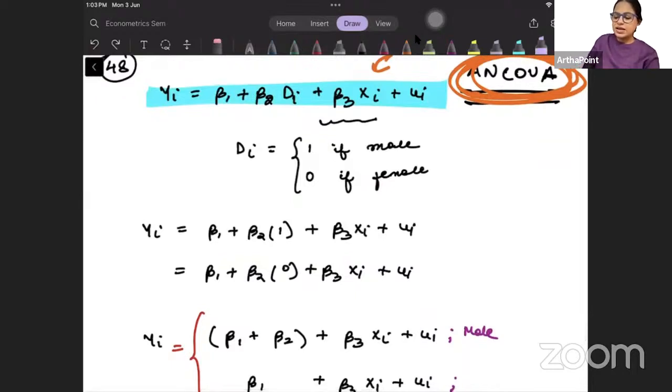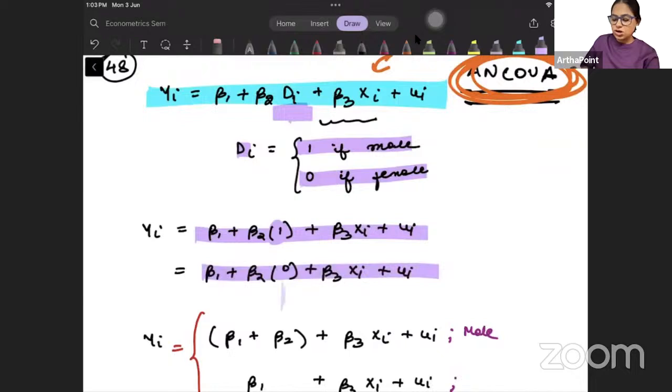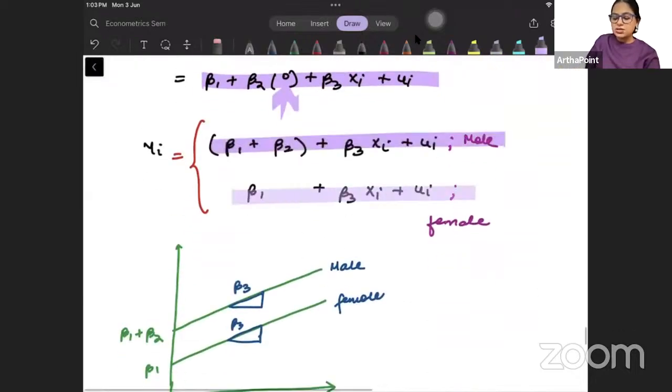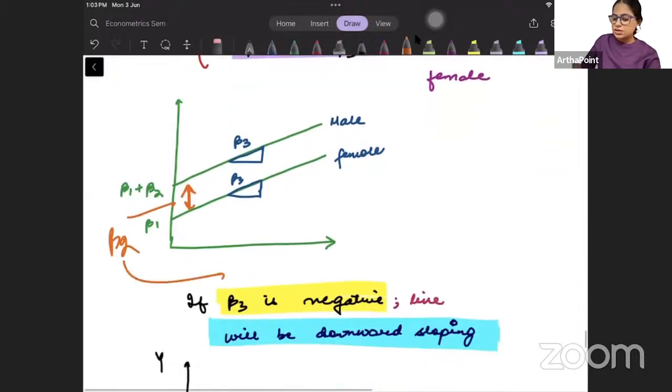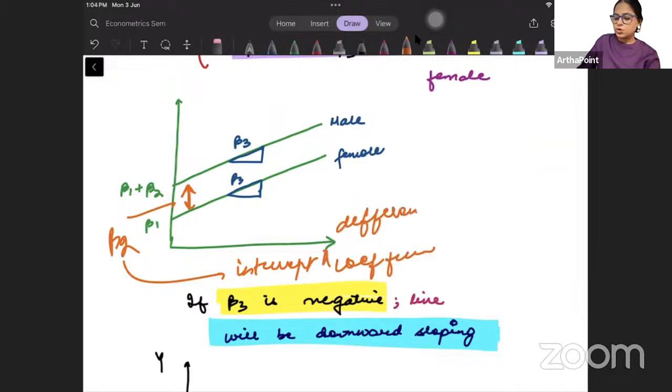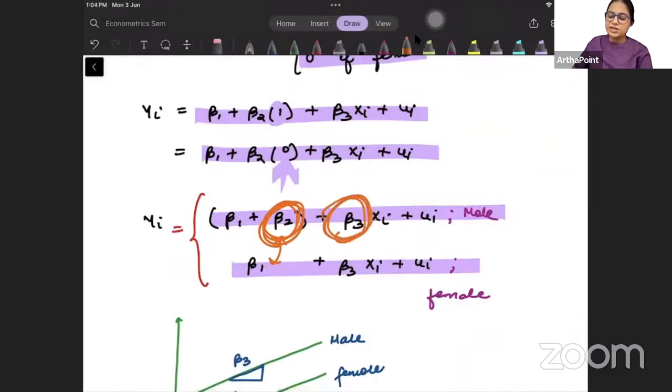अब बस हमने यहाँ पे दिखाया है कि if dummy is, suppose dummy is gender, 1 if male and 0 if female, तो dummy को हमने 1 रखा, तो I will get for males, और 0 रखा तो females का आ जाएगा. So this is for male and this is for female. Just try to understand कि इसमें जो ये हमारा beta 2 है, this beta 2 is the difference between male and female salary. तो ये जो gap है, this is beta 2, और क्योंकि ये सिर्फ intercept का gap है, this is called as intercept coefficient. Intercept differential coefficient.